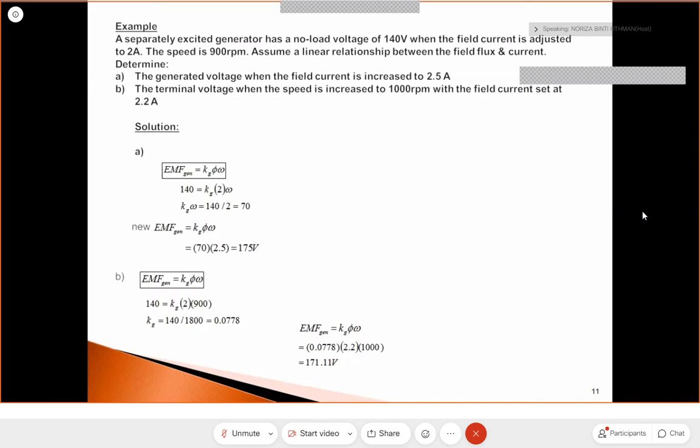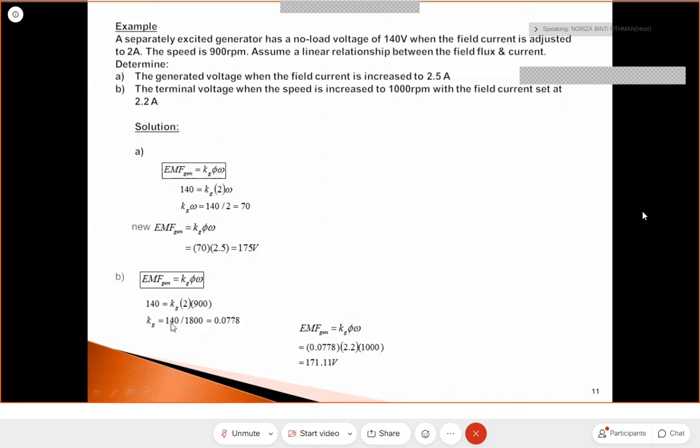So, use the same formula to get Kg omega, the constant. EMF generated is 140, omega is 900, so you will get 70. And then the new EMF will be 70 times 2.5. This 2.5 is the flux, which is current. Flux and current are basically the same. We assume they are the same, so we get 175.